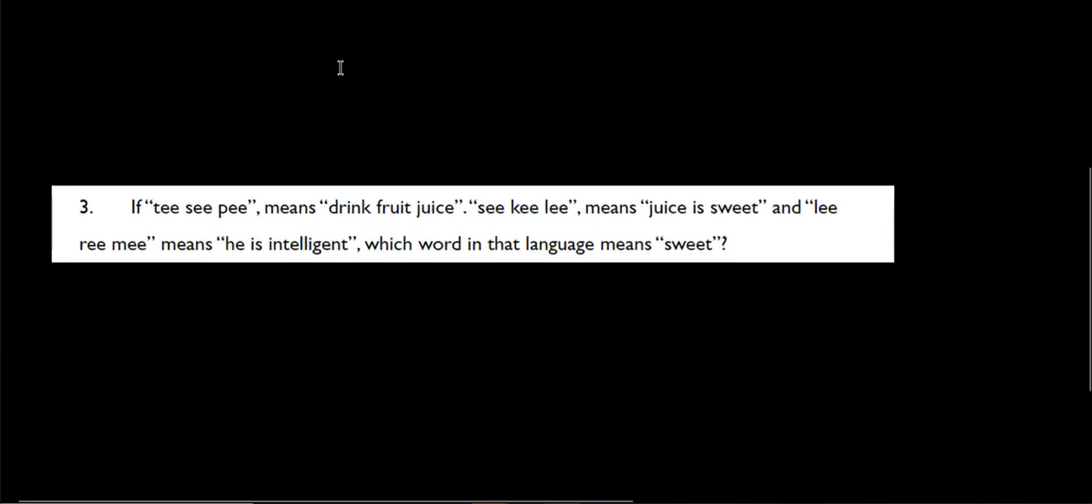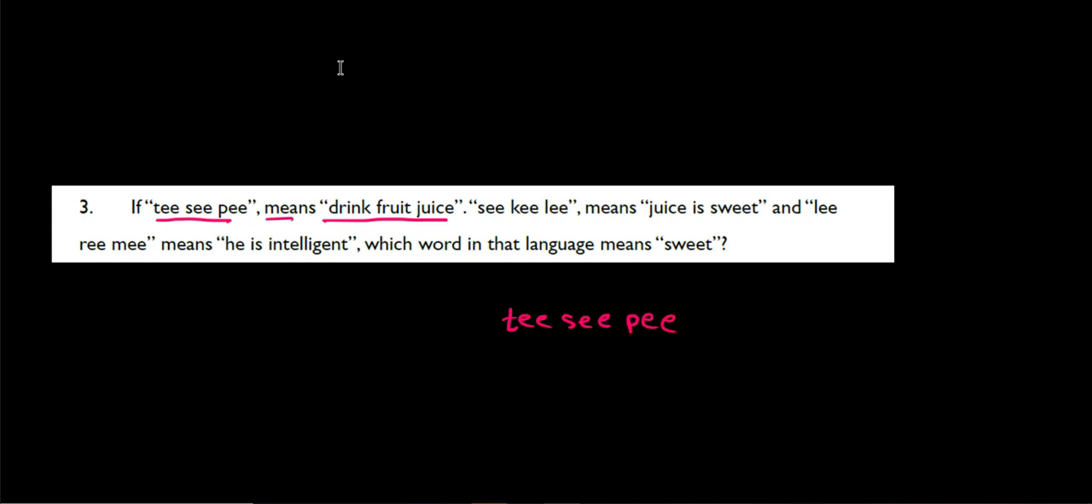The question is: now you are given the coding, and you need to decode certain words. So the question is, if TCP means drink fruit juice. Let's write this: TCP means drink fruit juice. This is one coding-decoding pair we have been given.